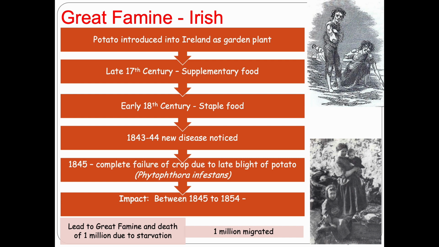that disease, which is known as late blight of potato, caused by a polycyclic pathogen, that is a fungus, and its name is Phytophthora infestans. And the impact is that between 1845 and 1854, 1 million people migrated from Ireland to other countries, because it led to the Great Famine and the death of 1 million due to starvation.